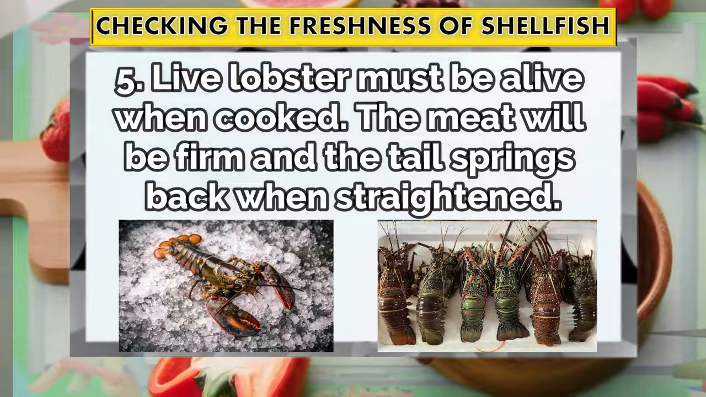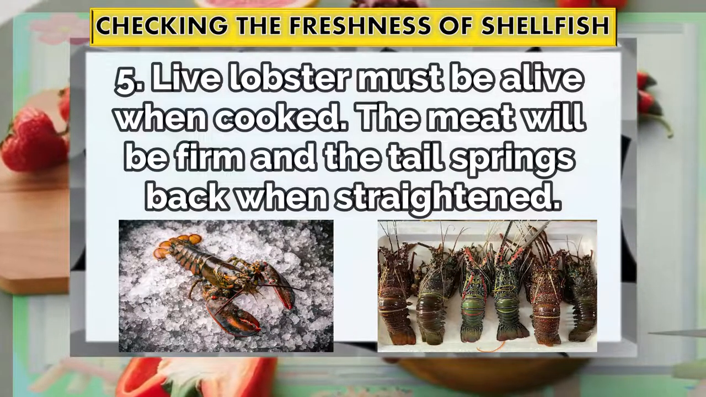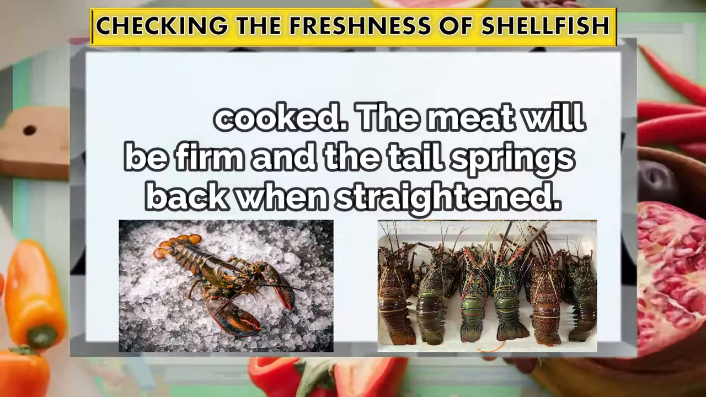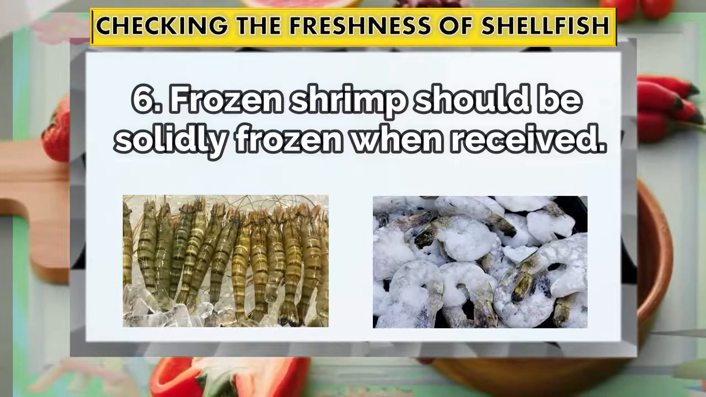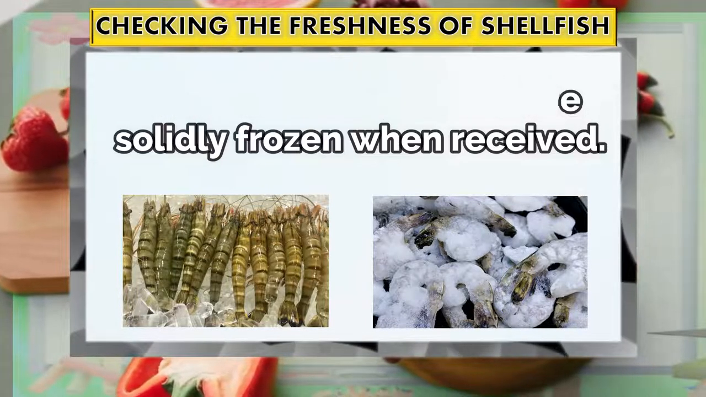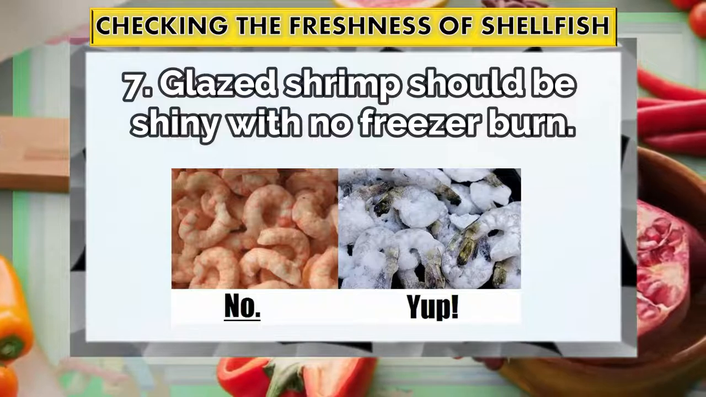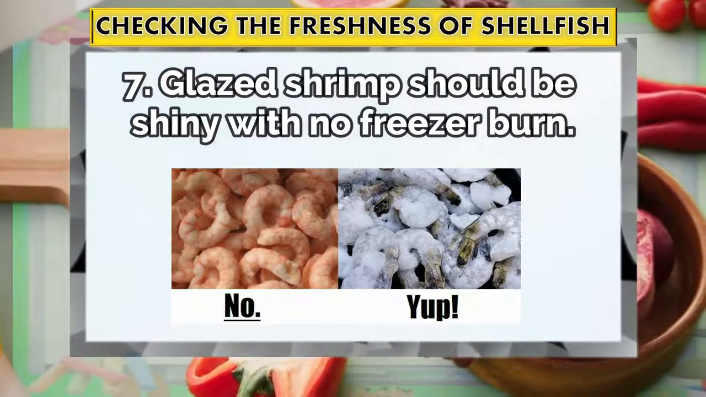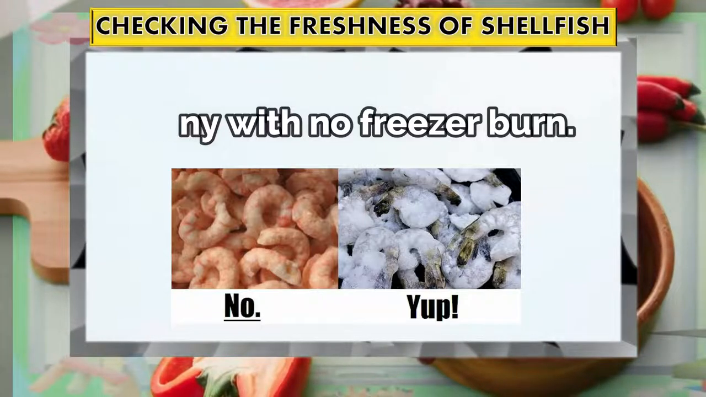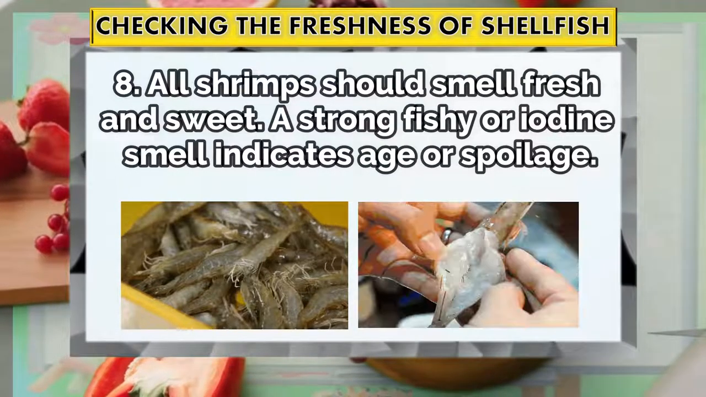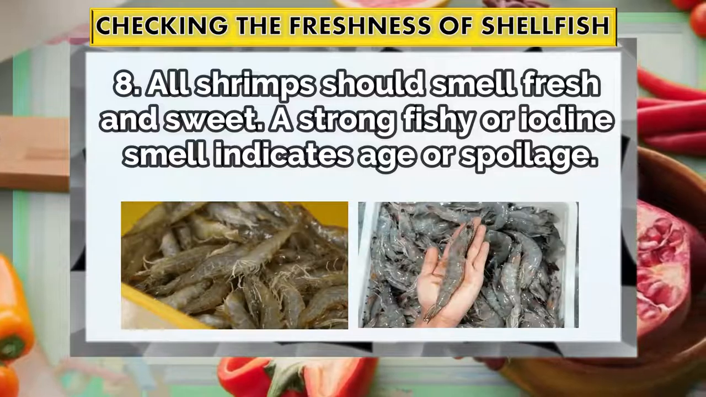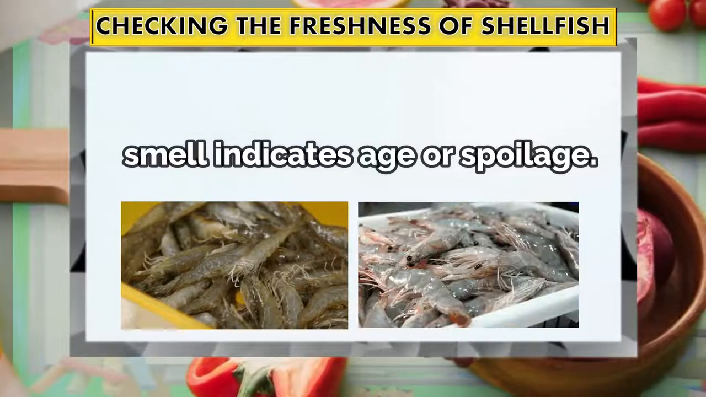Number 5. Live lobsters must be alive when cooked. The meat will be firm and the tail springs back when straightened. Number 6. Frozen shrimp should be solidly frozen when received. Number 7. Glazed shrimp should be shiny with no freezer burn. Number 8. All shrimps should smell fresh and sweet. A strong fishy or iodine smell indicates age or spoilage.